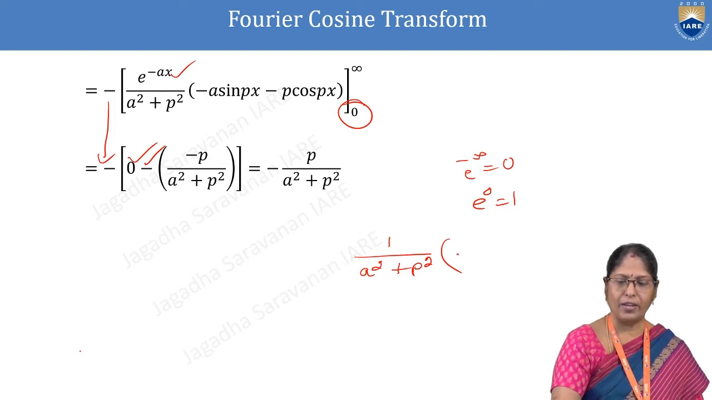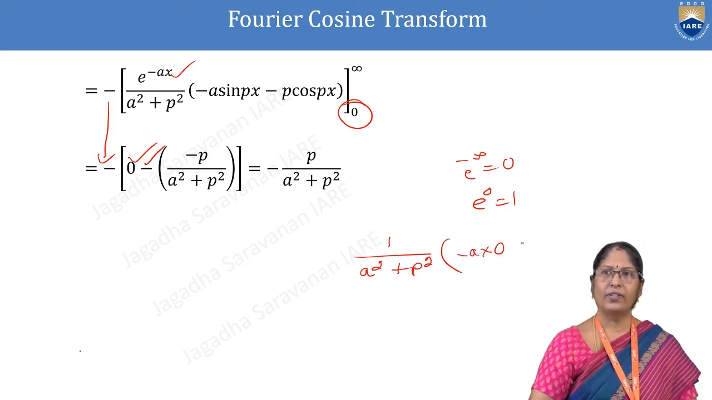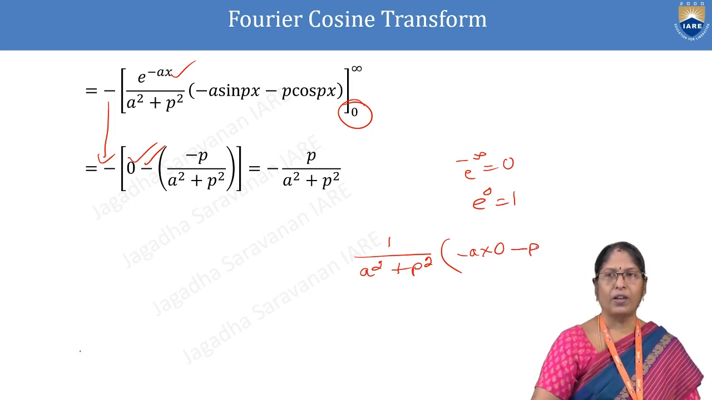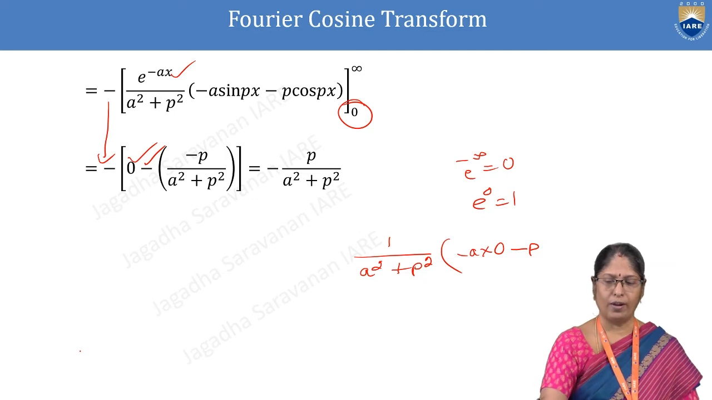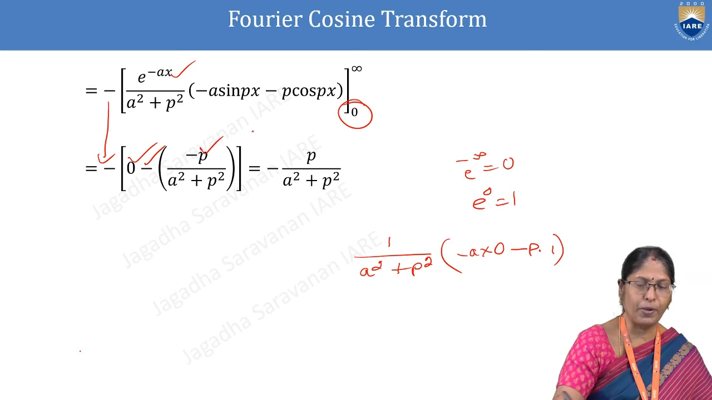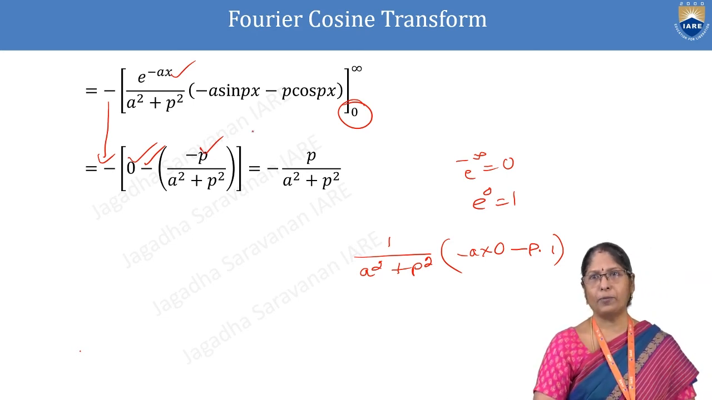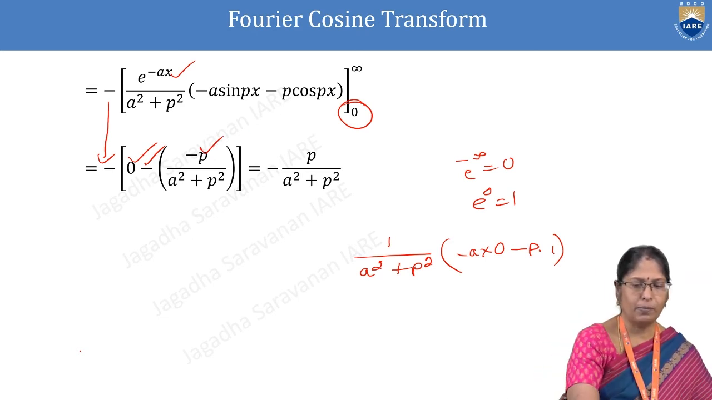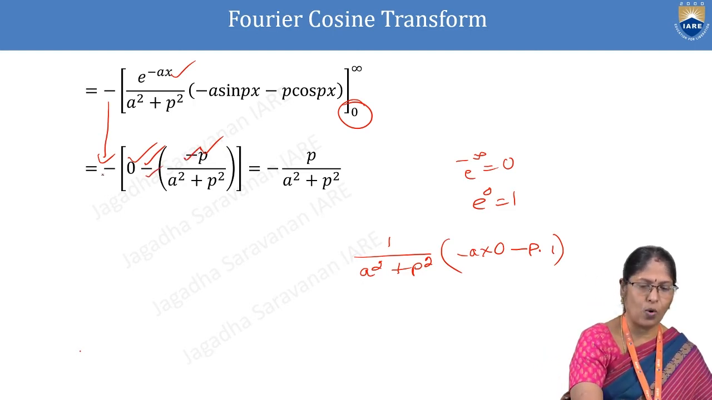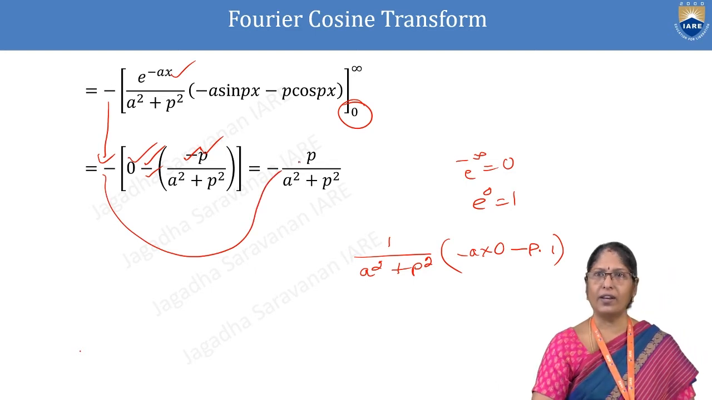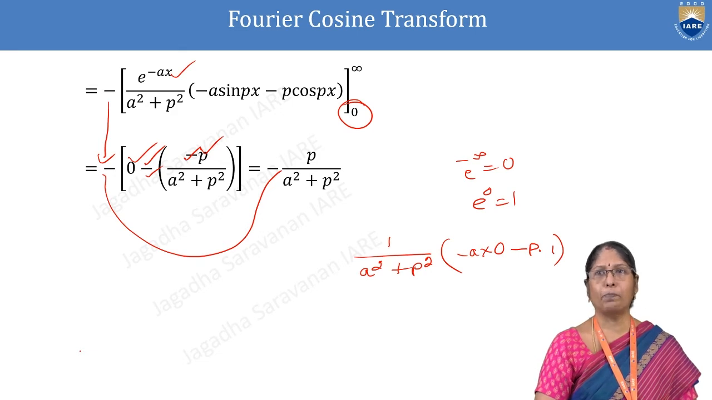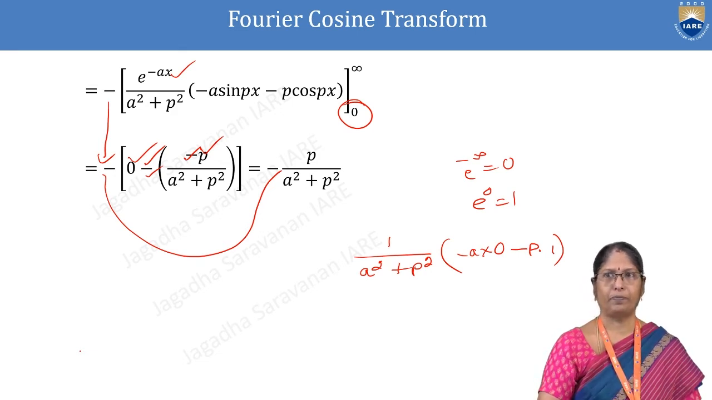So minus a into 0. That is sin 0 value, we know it, 0. Minus p. Cos 0 value is 1 into 1. So here, minus p by a square plus b square. This minus has become plus. Already the outside minus is written as it is. So minus p by a square plus b square, we got it.